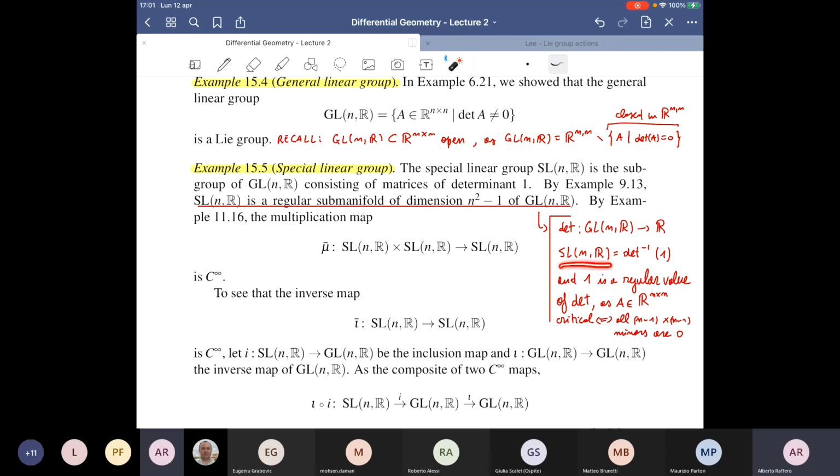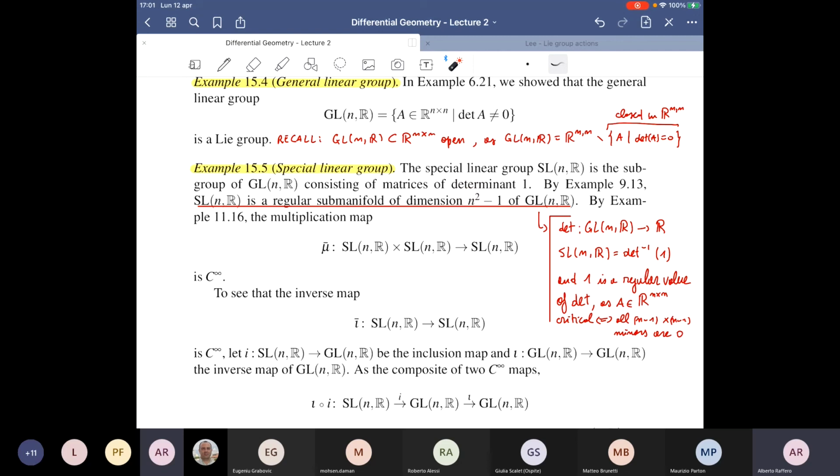And so in particular, the special linear group is a regular submanifold, or if you want, an embedded submanifold of the general linear group whose codimension is precisely 1. So its dimension is n squared, the dimension of the general linear group, minus 1. You discussed this first part last time.